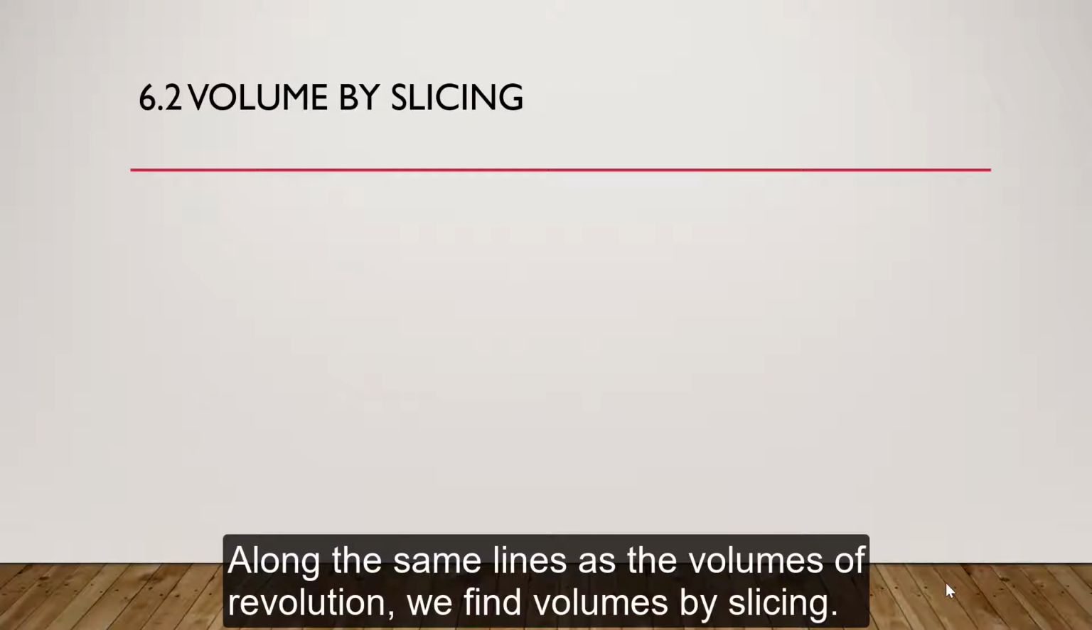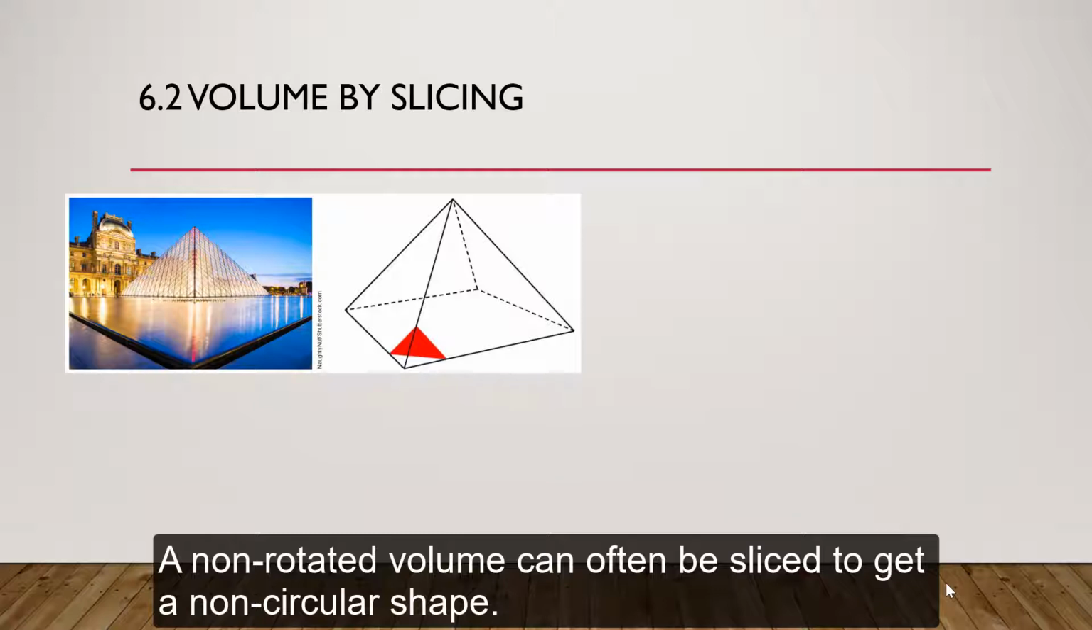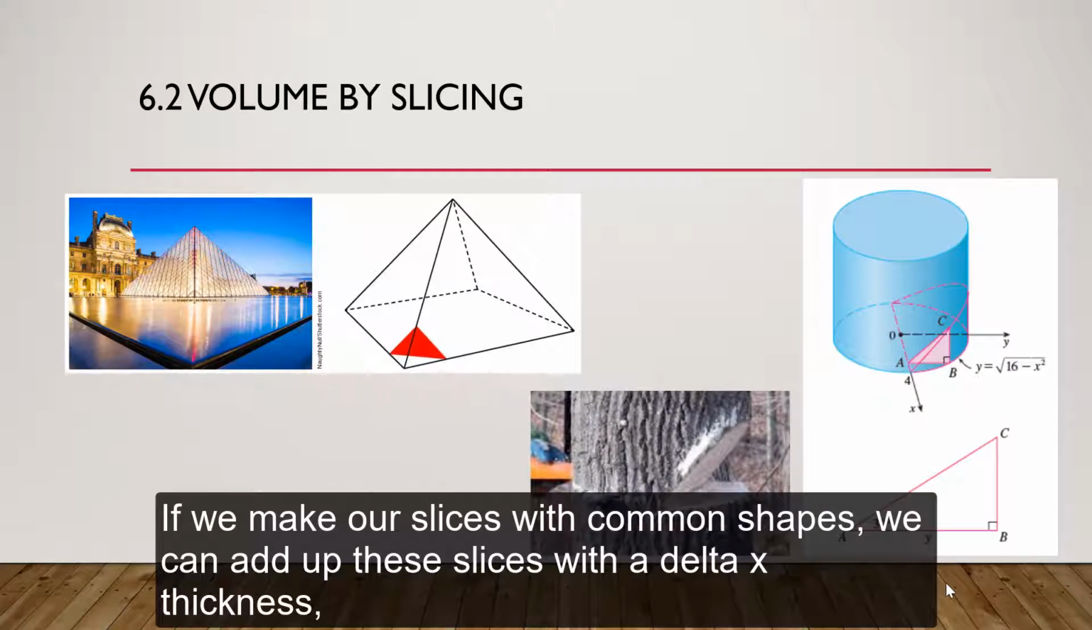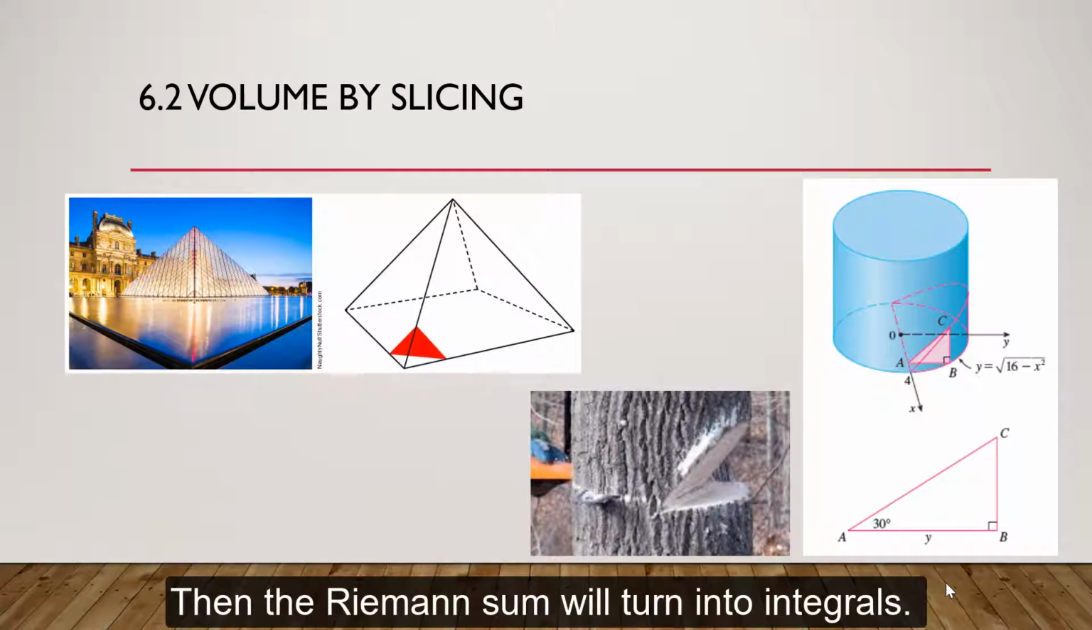Along the same lines as volumes of revolution, we find volumes by slicing. A non-rotated volume can often be sliced to get a non-circular shape. If we make our slices with common shapes, we can add them up, and these slices will have delta x thickness. Then the Riemann sums will turn into integrals.